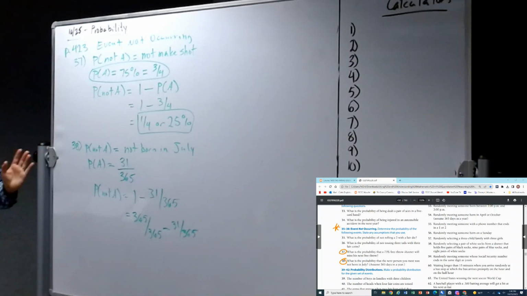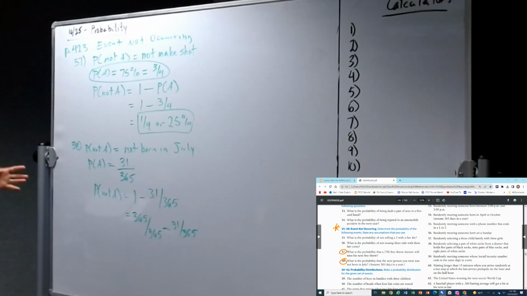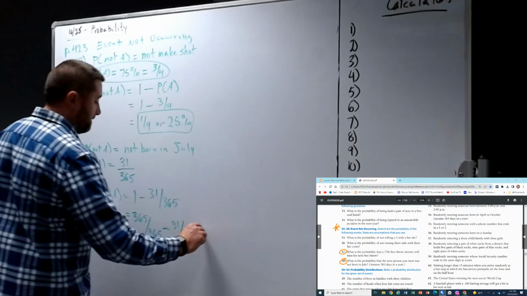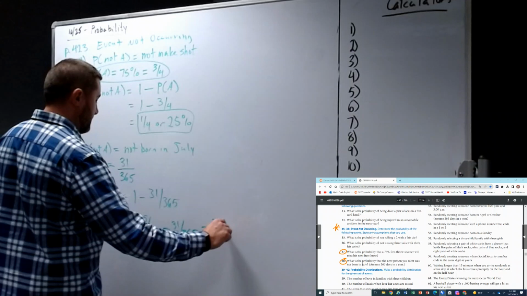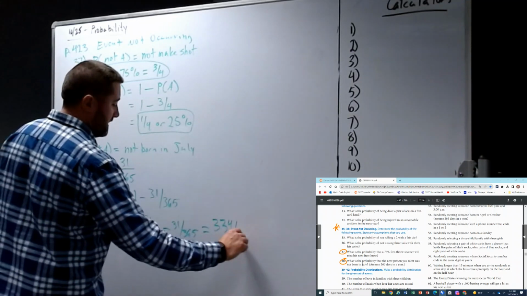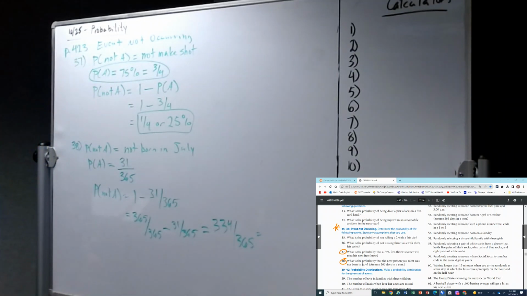Now if you didn't want to do that, because I've been working at Tri-County like 6 or 7 years, I've come across a lot of people that are allergic to fractions. So if you want to make it a decimal, go ahead. It's not going to hurt a thing. The probability of not being born in July is 334 out of 365, which is a pretty high percentage if you made it 1. Let's go ahead and do that.